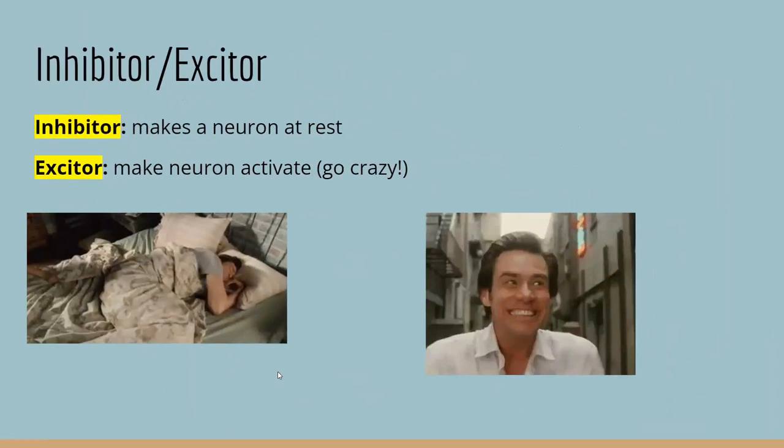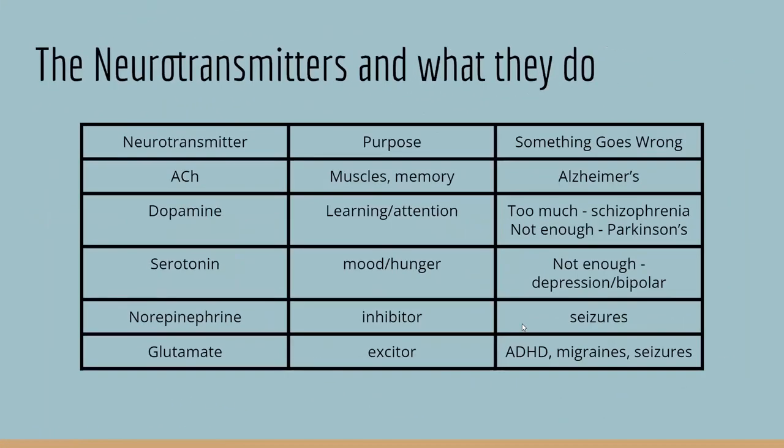So let's talk about an inhibitor and an exciter. An inhibitor makes a neuron at rest. So it's like, all right, calm down right now. An exciter makes it go crazy, like, oh, activate. That kind of makes sense by what they're called. Well, let's talk about the different neurotransmitters and what they do. Some are inhibitors, some are exciters. Some are not necessarily either individually, really. But these are the ones that we're going to talk about. We're going to talk about their name, their purpose, and if something goes wrong, because sometimes things can go wrong.